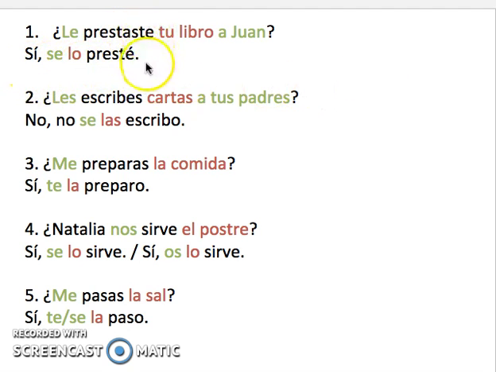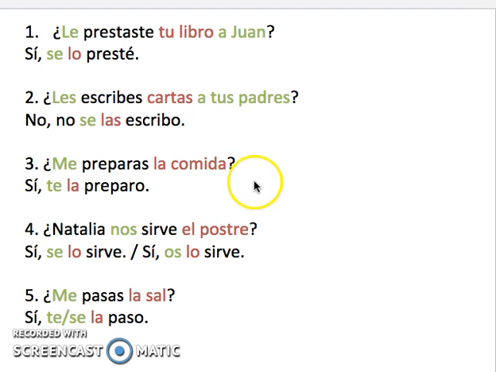So this is in the tú form, so you have to answer in the yo form, right? Muy bien. And again, we cannot have the combination of le lo, so we'll have se lo. Número 2, ¿les escribes cartas a tus padres? So I put no here, but you could have answered with yes. So no se las escribo. This one is in the present, right? So I don't write them to them, pretty much.